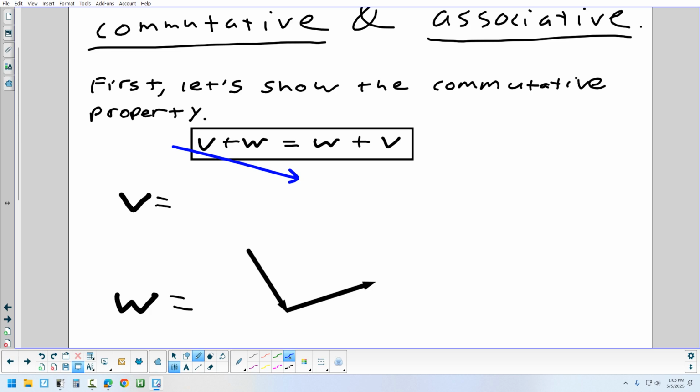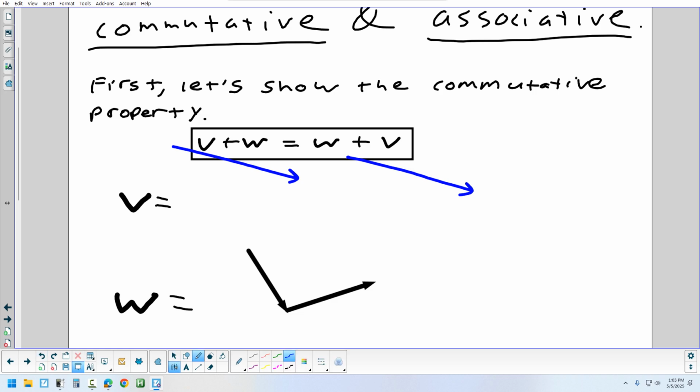Okay, let's draw the answer. That's W plus V. But if I line them up and compare the two, and I didn't use a grid, so it's not perfect, but you can see they do come out the same. Okay, so the order that you add two vectors in doesn't make a difference.